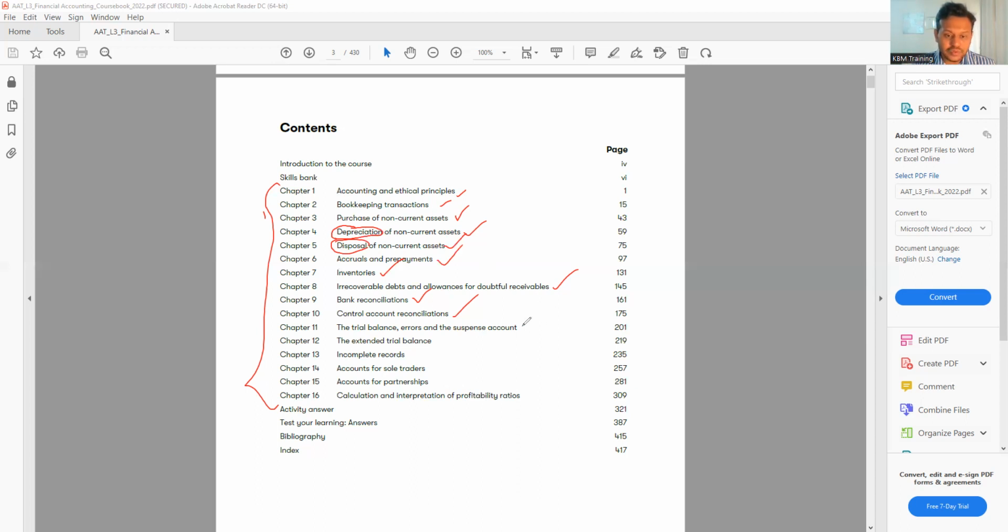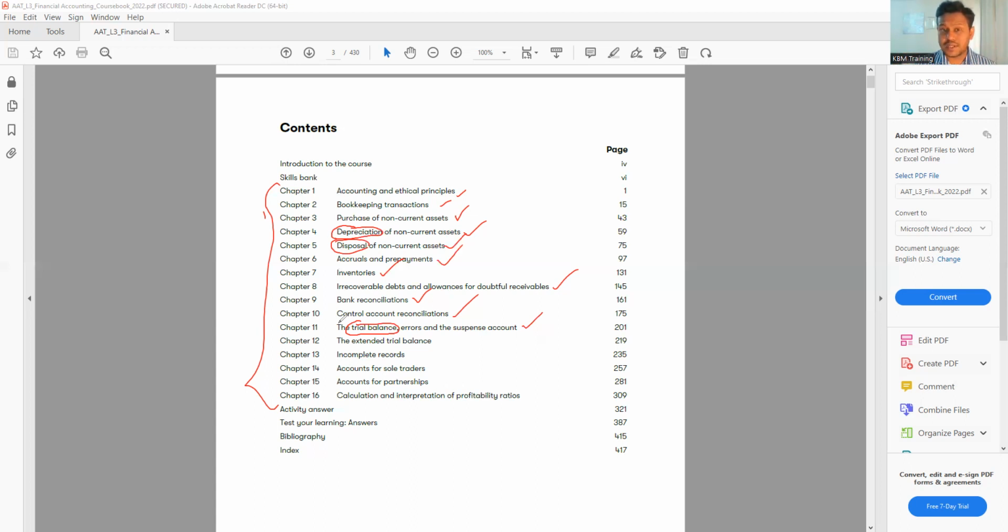Then we have the trial balance, error, and the suspense account, another important chapter. So the trial balance, more or less, we know what it is from our level two. Trial balance is the balances that transfer from the ledger account. Which ledger? General ledger, remember that, not from the individual ledger. So all the general ledger balances, later on we move to the trial balance. And after that, the trial balance should match.